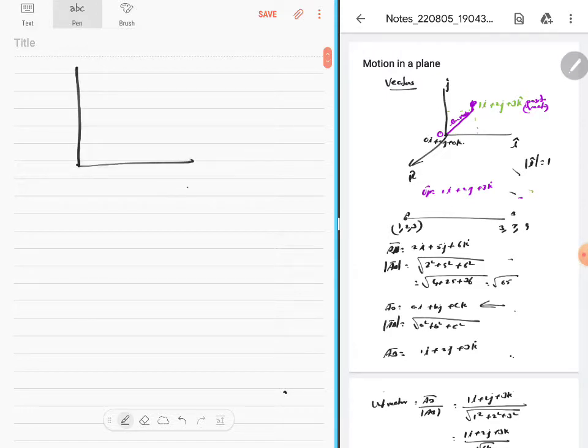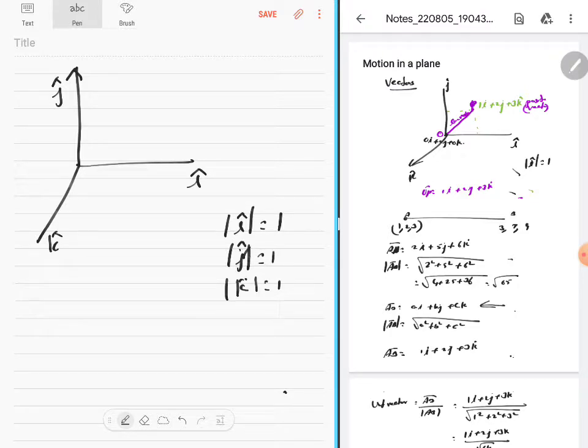The x-axis is indicated by an i cap, the y-axis by a j cap, and the z-axis by a k cap. The i, j and k represent the directions of the x, y and z axes. They only represent direction and have no magnitude; in other words, the magnitude of an i cap is 1, the magnitude of a j cap is 1, and the magnitude of a k cap is 1.